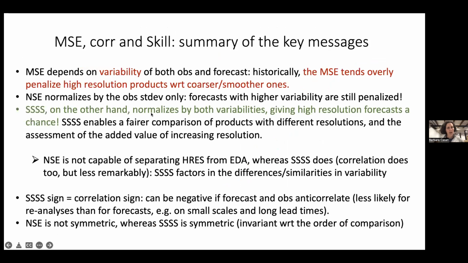So I've already said all this, but I'll leave it here so people can look at it. This is the summary of what I just said, for later if they look at the presentation again.